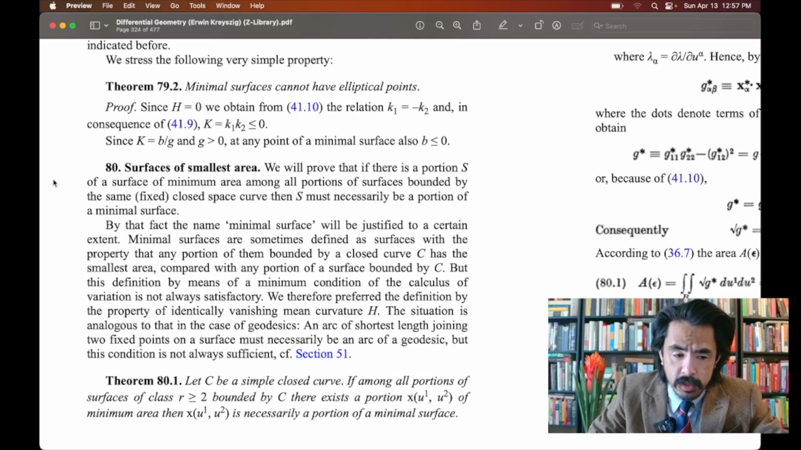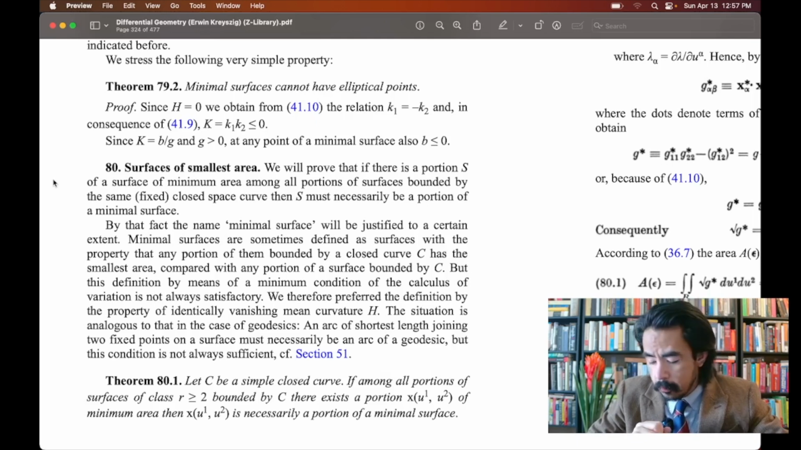Since mean curvature is equal to 0, we obtain from 41.10, which, as I said before, is just the definition for the mean curvature, the relation. I'm pretty sure that these are supposed to be kappas, which are on screen, because this is one of those OCR reads of the book, so to be consistent with everything else that's been in the book so far.